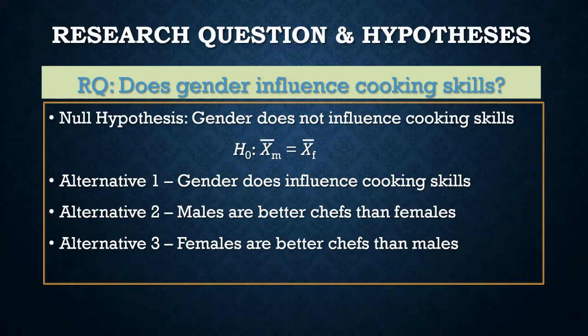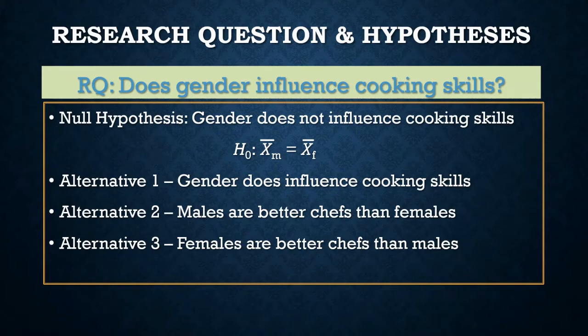And we're going to write it symbolically. We have the H naught right here. This is the mean of X for males and the mean of X for females. So the average score for males is equal to the average score for females. So there is no difference between the two.